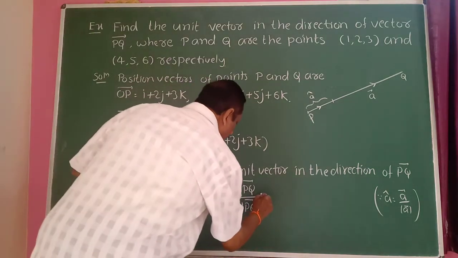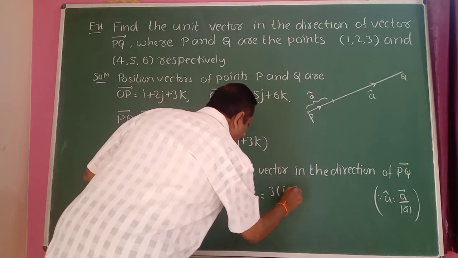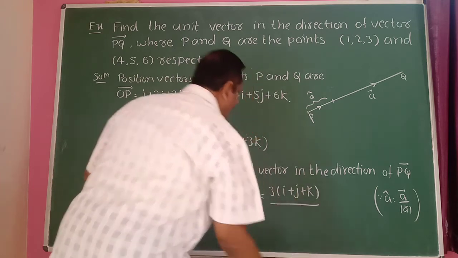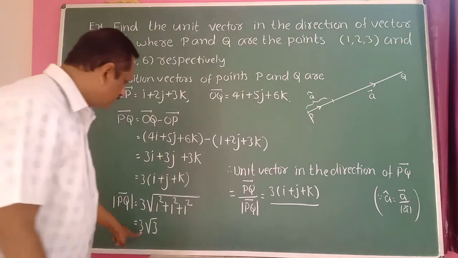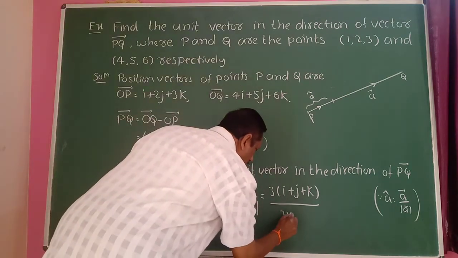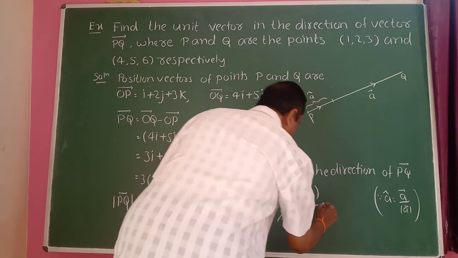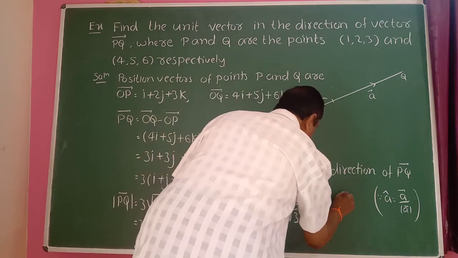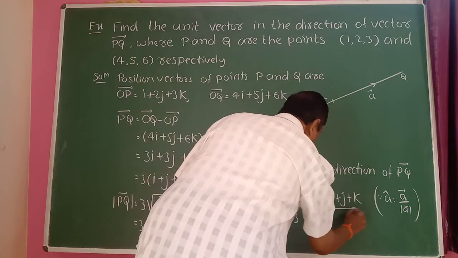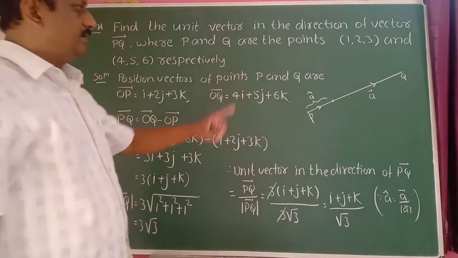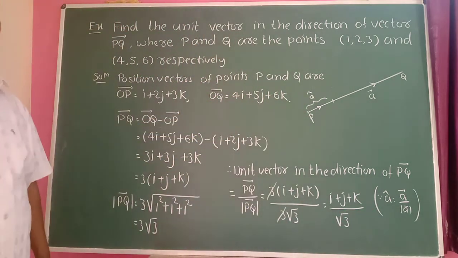So 3 into (i plus j plus k) divided by the modulus of PQ, which is 3 root 3. So 3 into root of 3, the 3 and this 3 get cancelled. Hence (i plus j plus k) divided by root of 3. This is a unit vector in the direction of the vector PQ bar.